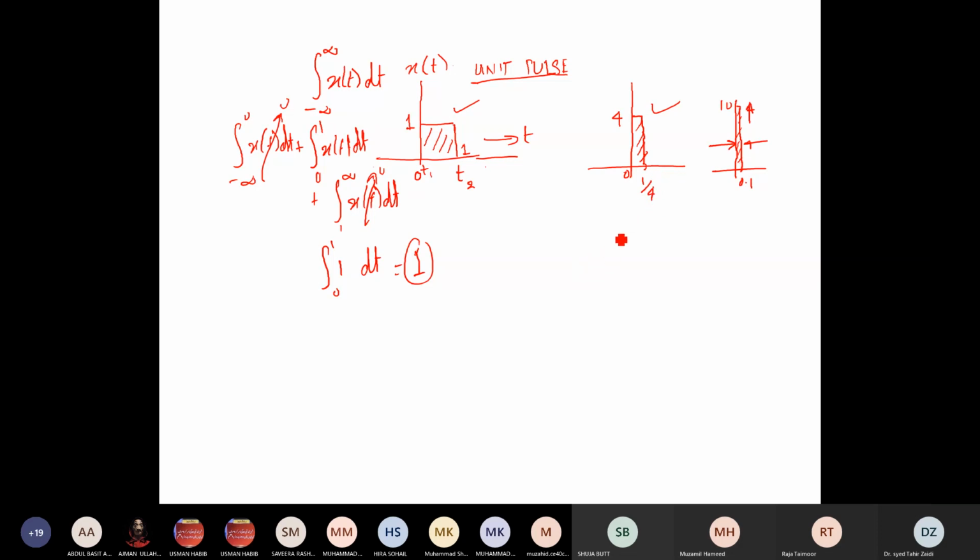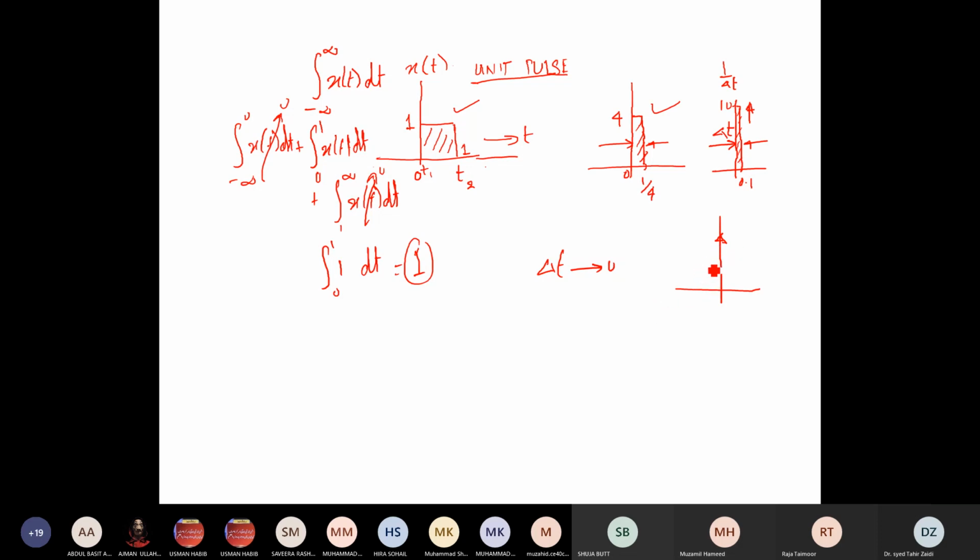Now, let's take a limiting case. Let's call this duration delta t. The magnitude will be 1 over delta t. Is that right? Now, if delta t becomes 0, if it becomes such a small duration that it becomes 0 duration, what will the magnitude become? It will not be almost, it will be exactly infinity. We cannot represent infinity. That's why we just put an arrowhead right here.